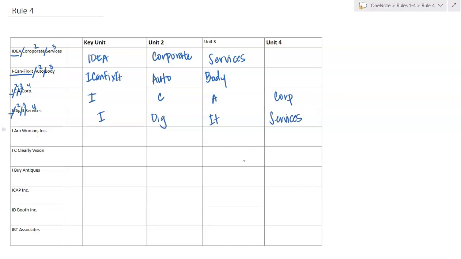Here we have I Am Woman Inc. Let's separate these. I is my key unit, Am is unit 2, Woman is unit 3, Inc is unit 4.